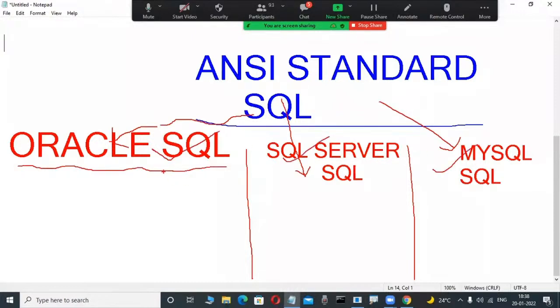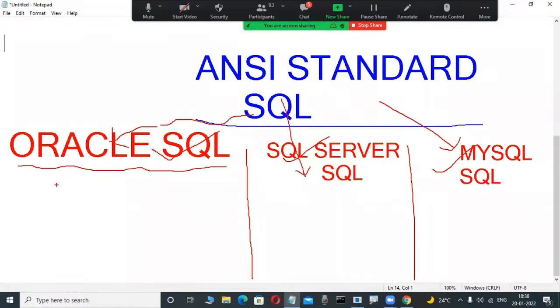Conceptually means table is there, view is there, procedure is there, function is there, trigger is there, package is there in Oracle SQL. In SQL Server also, what is a table, what is a view, what is a synonym, what is an index, what is a procedure, what is a function, what is a trigger, the same. In MySQL also table, procedure, function, trigger, package. These are the same conceptually, but syntactically totally different.